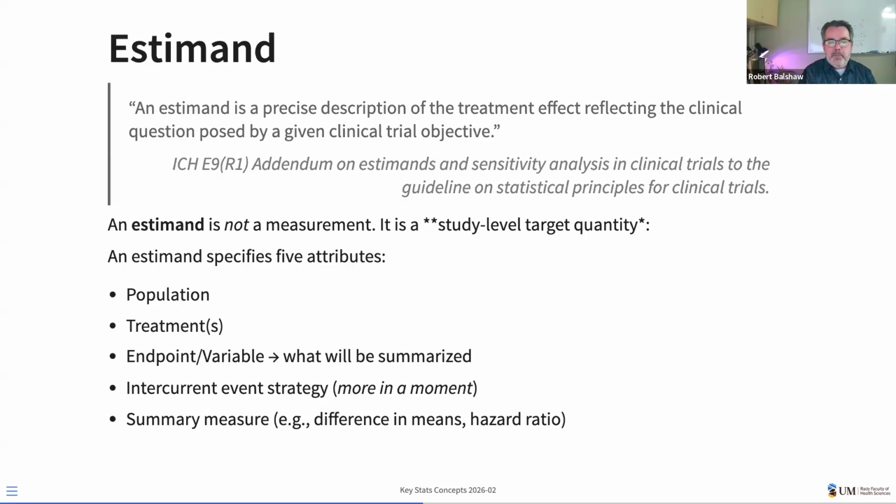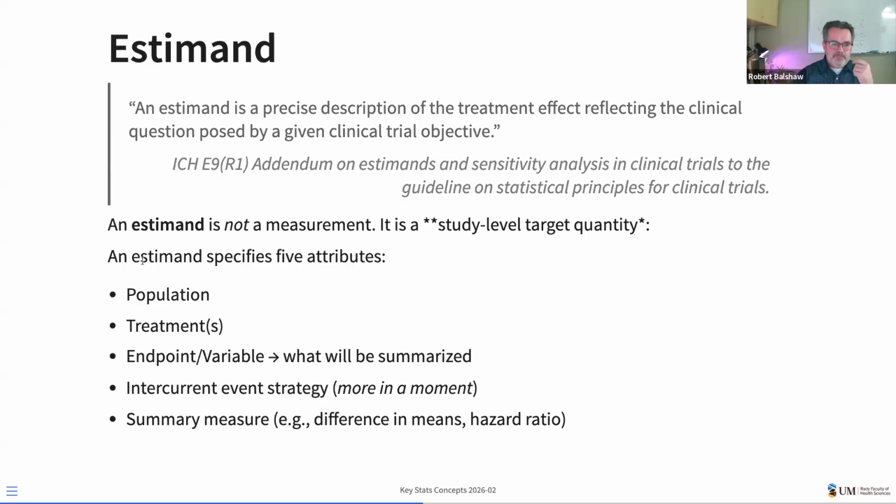And the estimand is not a measurement per se. It's certainly not measured at the level of the patient. It's a study level target quantity. And we'll try to estimate that estimand at the end of the study. We'll use an analysis that is designed to give us the best possible estimate of the estimand. And it comprises 5 distinct attributes. A lot of this will overlap with what many people have learned as the PICO framework: the population, the intervention, the control, and the outcome.